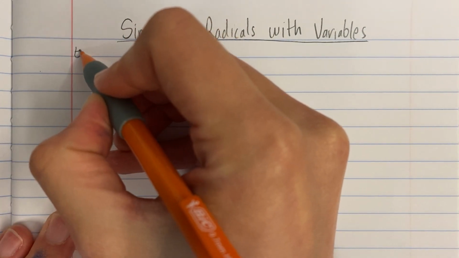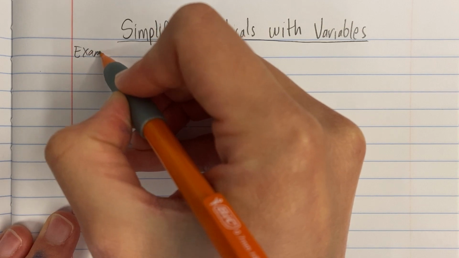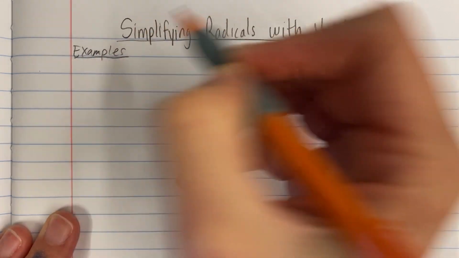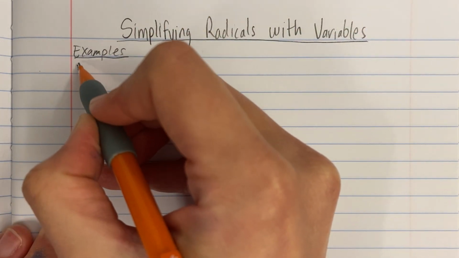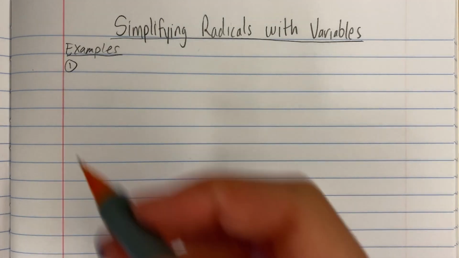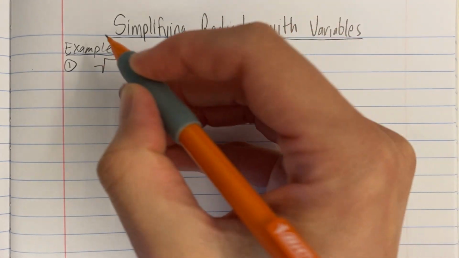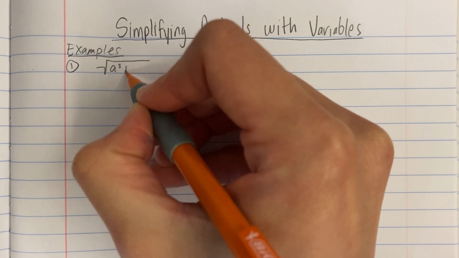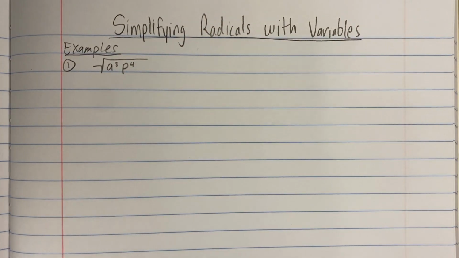Okay, so here are your examples. I'm gonna do 3 examples. Okay, and then you're gonna have some time to try it out. Okay, here's the first one. Square root of a to the 3rd, p to the 4th. Here's what you need to know.